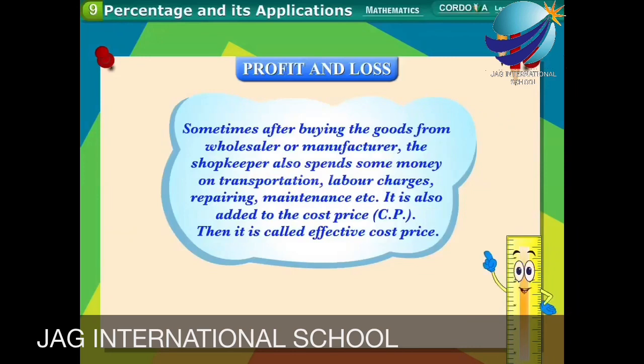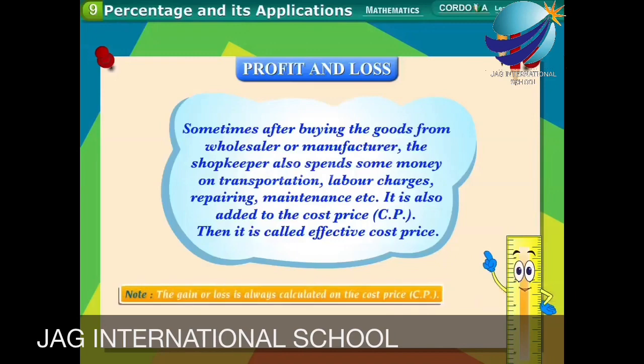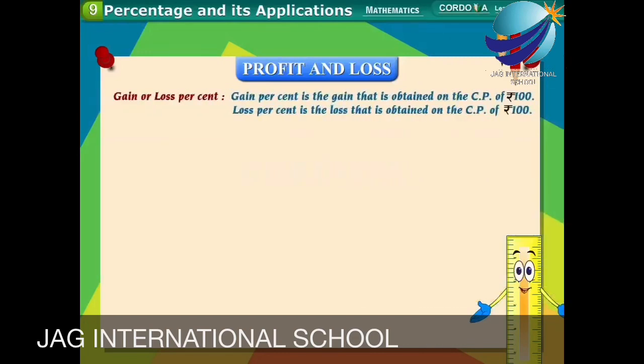Sometimes, after buying the goods from the wholesaler or manufacturer, the shopkeeper also spends some money on transportation, labor charges, repairing, maintenance, etc. It is also added to the cost price, CP. Then it is called effective cost price. Note, the gain or loss is always calculated on the cost price, CP.